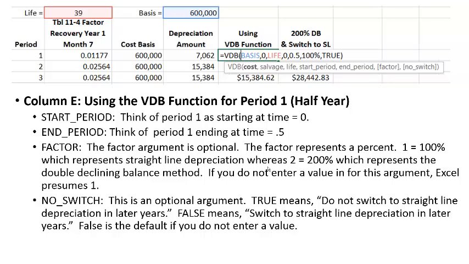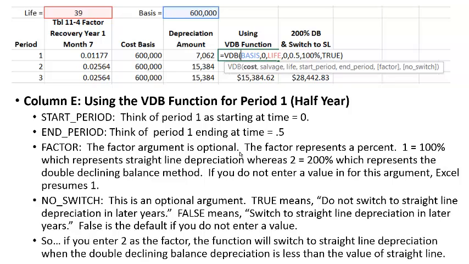So those are all the arguments in a nutshell. This is, mind you, take a look. We're looking at period 1. Things are going to change in period 2 because period 1 is the first half year. And I'm showing you this because using these arguments in the function in this way, your results are going to match up verbatim with using that factor that you got from table 11-2.